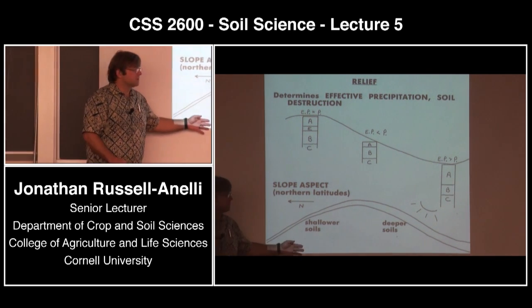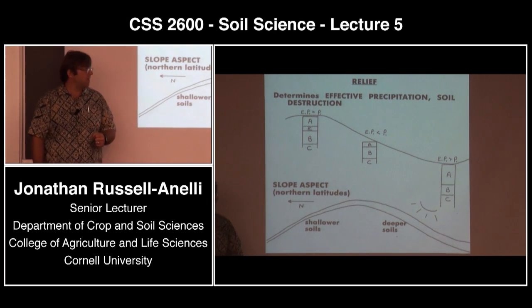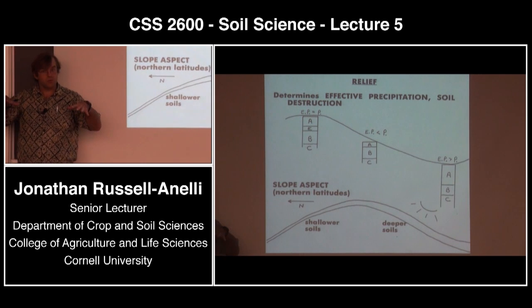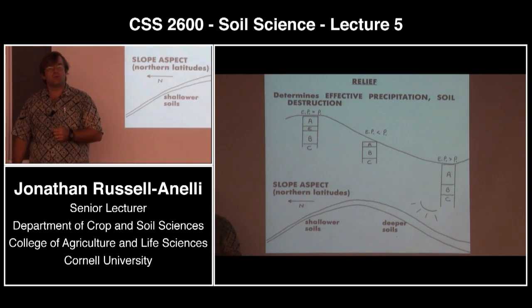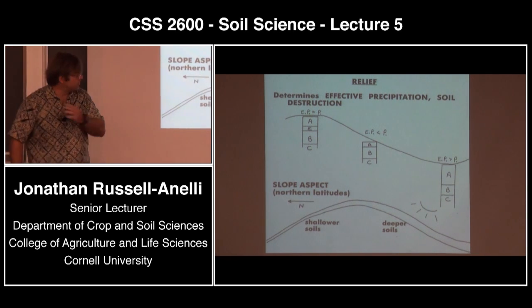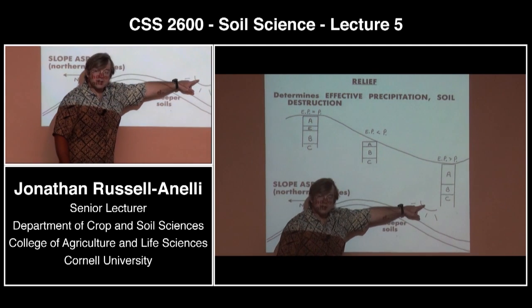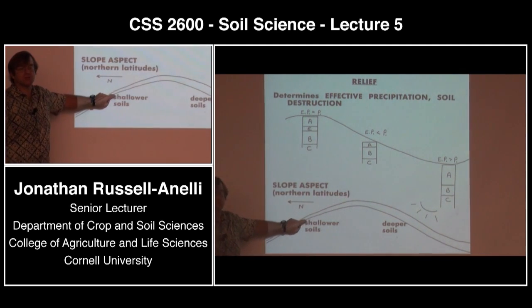Let's use this second example down here. If you are in the northern latitudes, this would be north, that's south. We tend to find shallower soils on the northern sides of the slopes. So here's my hill, here's the sun: deeper soils on the south, shallower soils on the north.